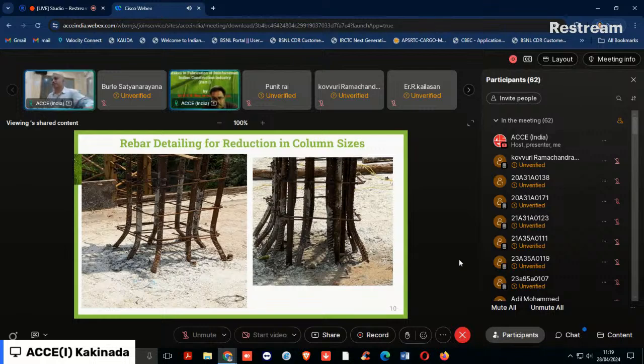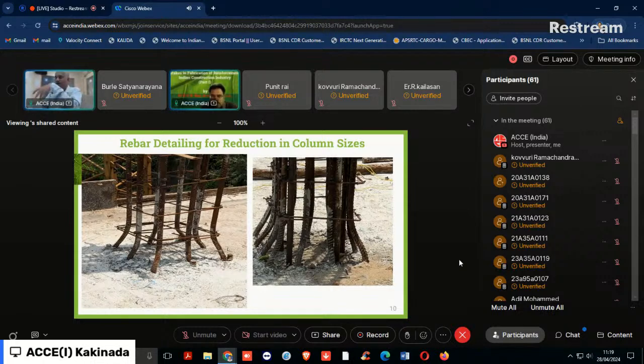Now we are seeing the detailing practices of various column members and various footing members, including slabs and beams. We'll see different structural elements, the various detailing requirements of the codal provisions, what general mistakes take place, and also the explanation through some video presentation. That is very important. Now we are seeing the rebar detailing of a column.